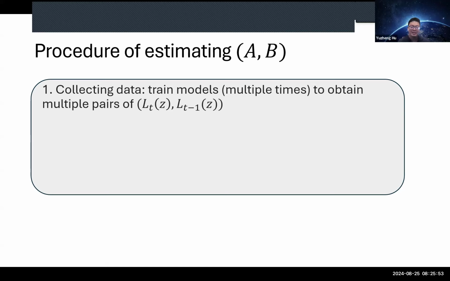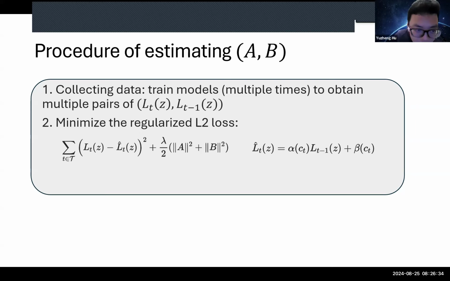It turns out that this is also fairly straightforward. The first step is to collect some data. We need to train the models multiple times in order to obtain multiple pairs of consecutive losses, L_t(Z) and L_{t-1}(Z). This is very important. We're not satisfied with only obtaining the losses at step t, because we are really concerned with the relationship between the losses at step t and the losses at step t-1.